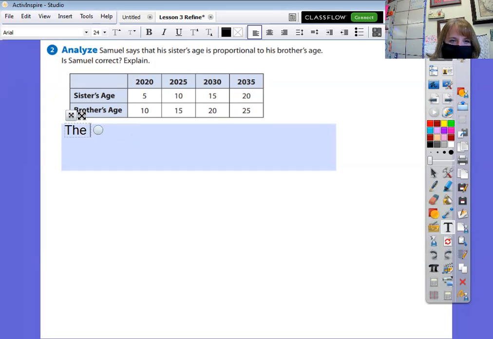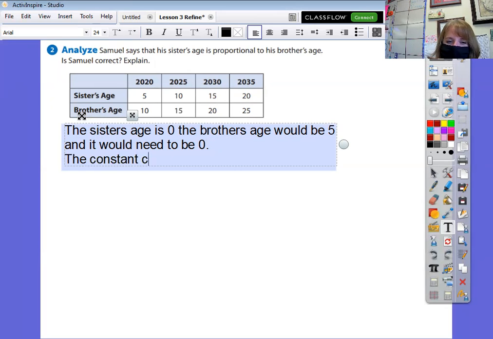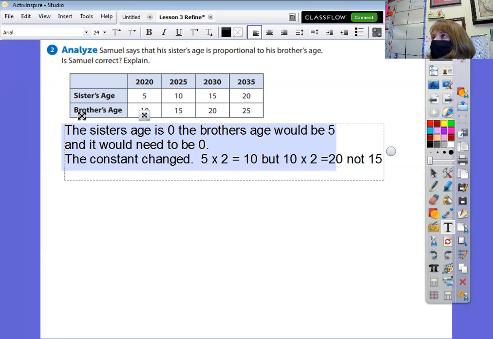Is that when the sister's age is 0, the brother's age would be 5, and it would need to be 0. That's kind of cool. All right, but up here, the constant changed. 5 times 2 is 10, but 10 times 2 is 20, not 15. All right, but Duncan's was super cool.